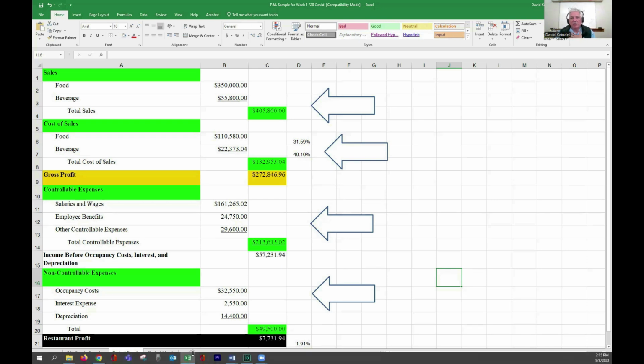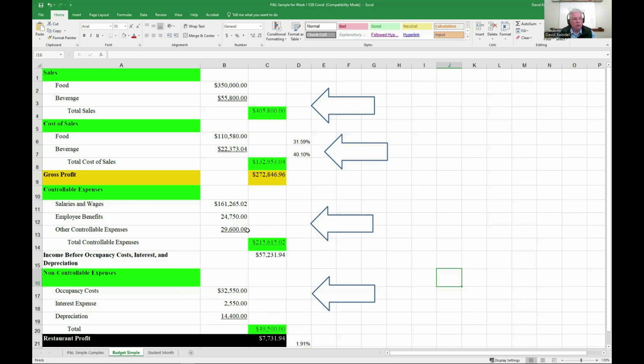But a budget is your plan. So if this was your budget, you had planned. So if this was you calculating this for next year, you'd be saying at the end of the year, I want to be able to make 1.91% profit, $7,731, if that was your plan.